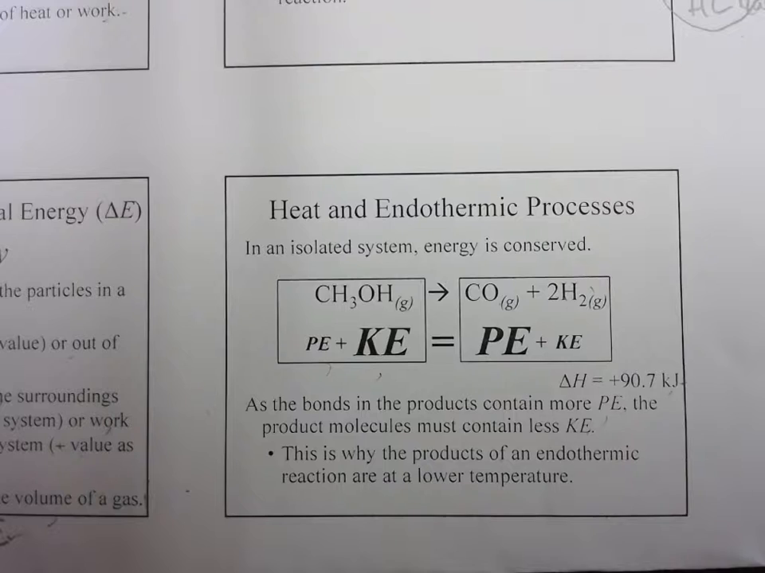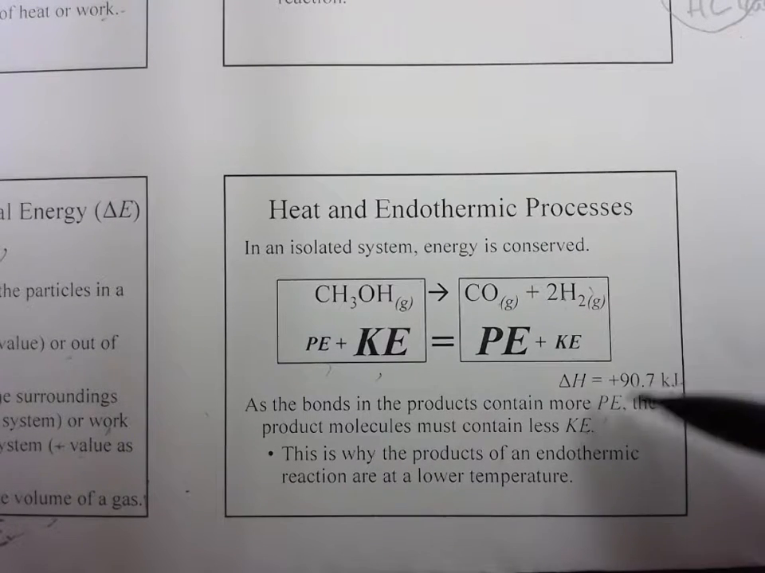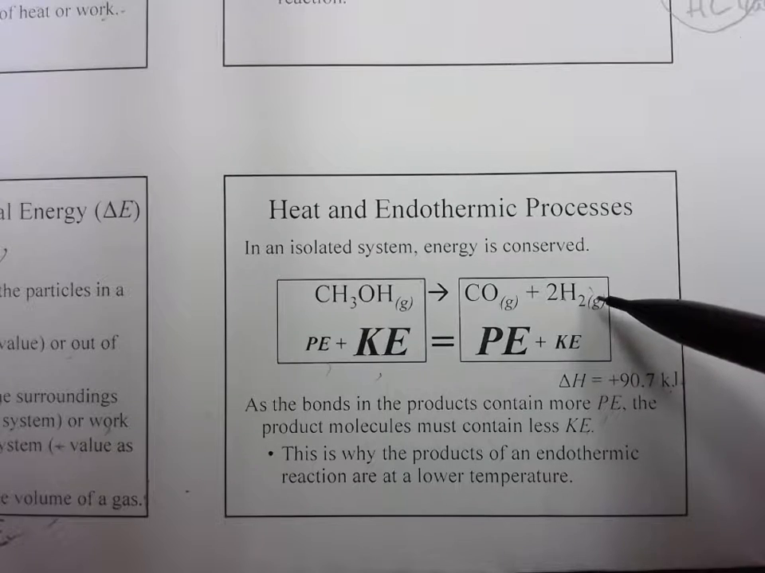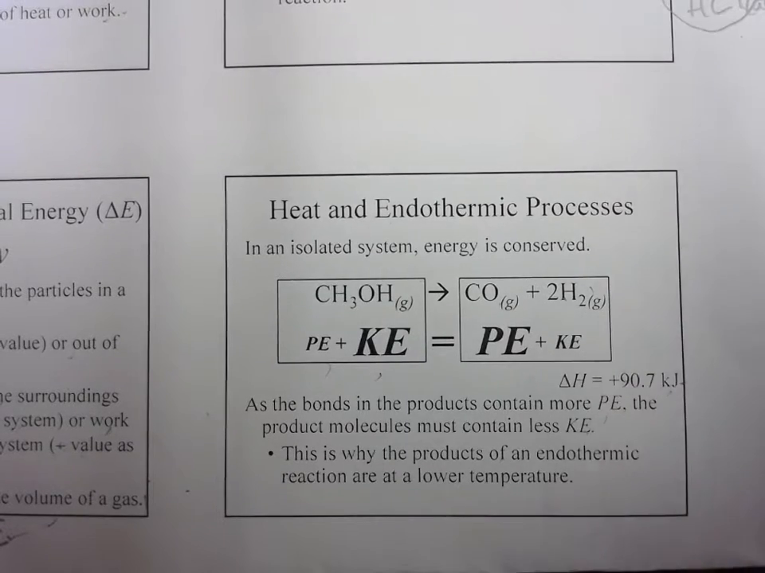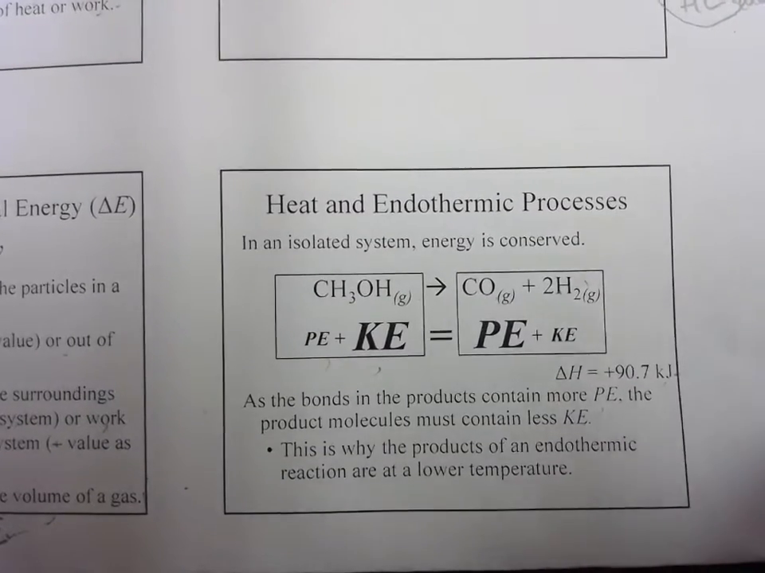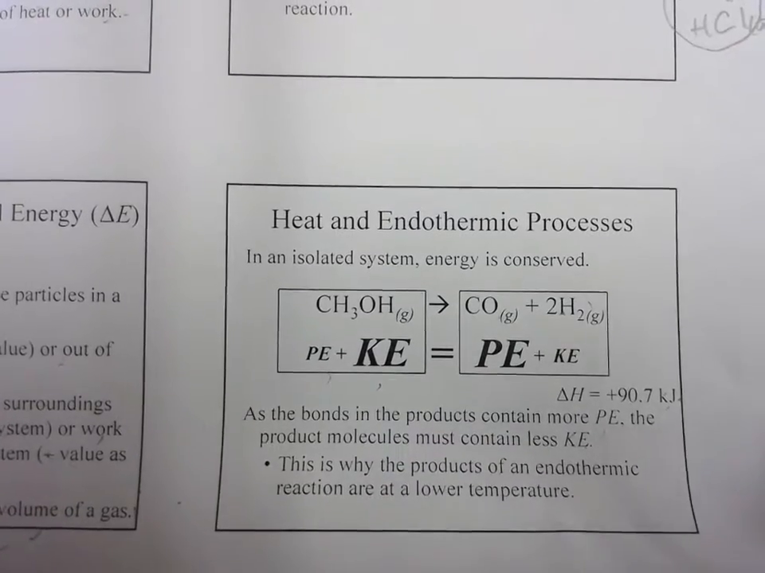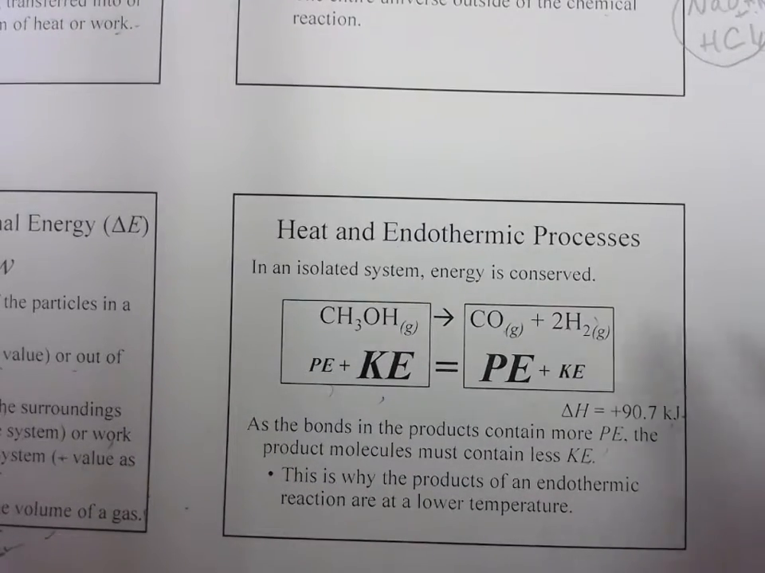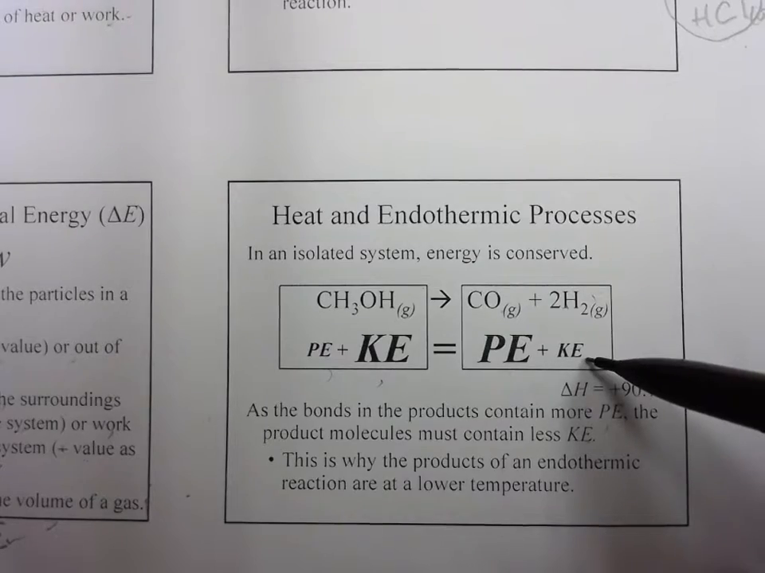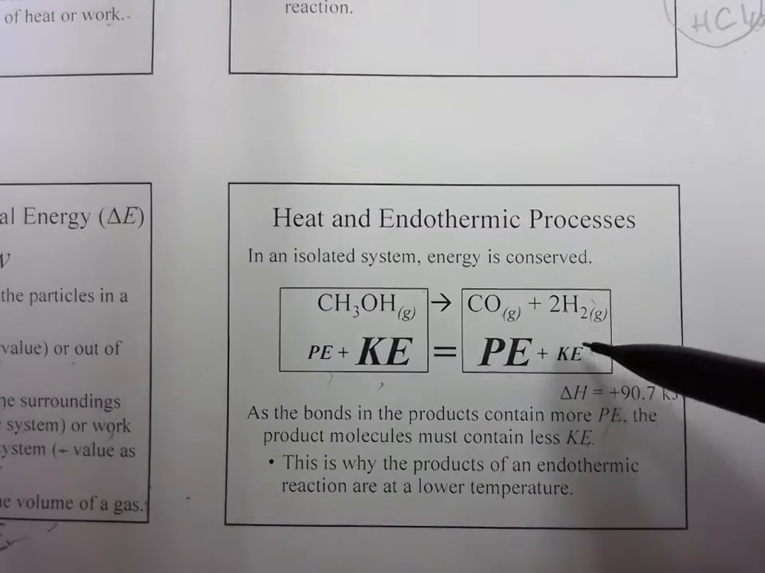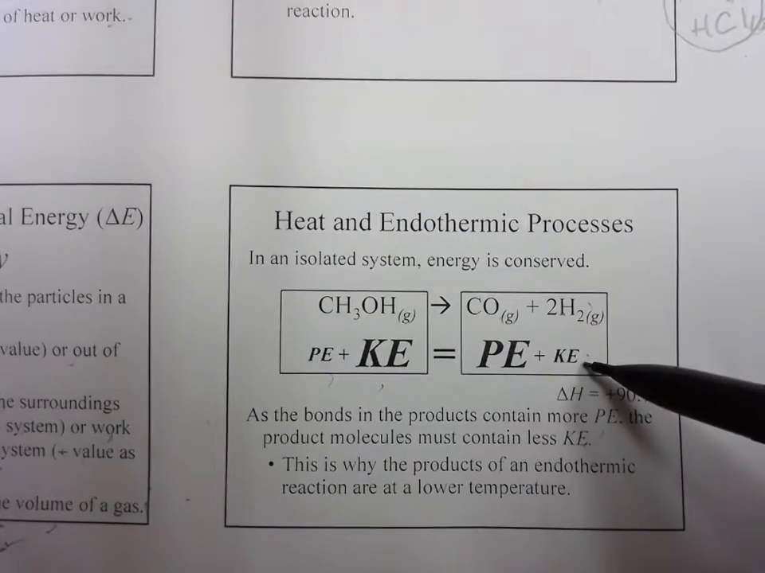Okay, so because it's a positive delta H, this tells us the bonds in the products contain more potential energy, which means that by definition, the products contain less kinetic energy. And remember, kinetic energy is related to heat. So lower kinetic energy feels colder.